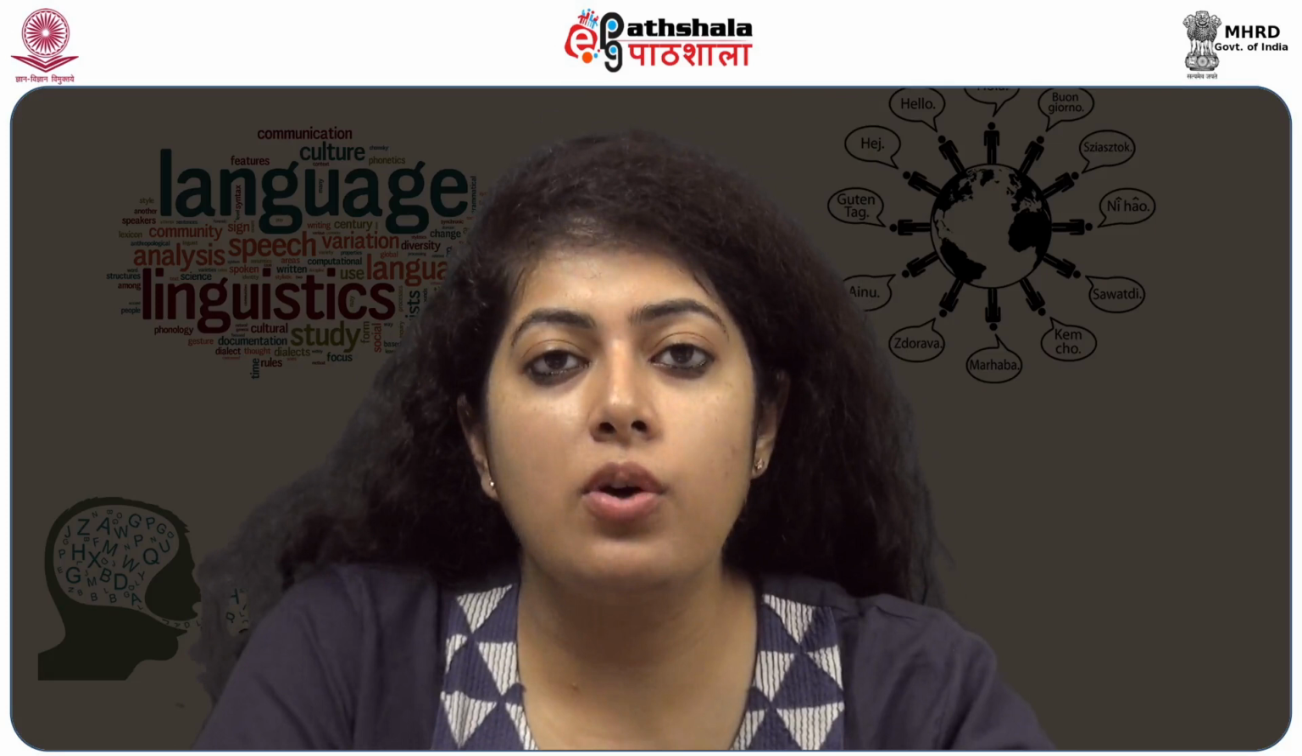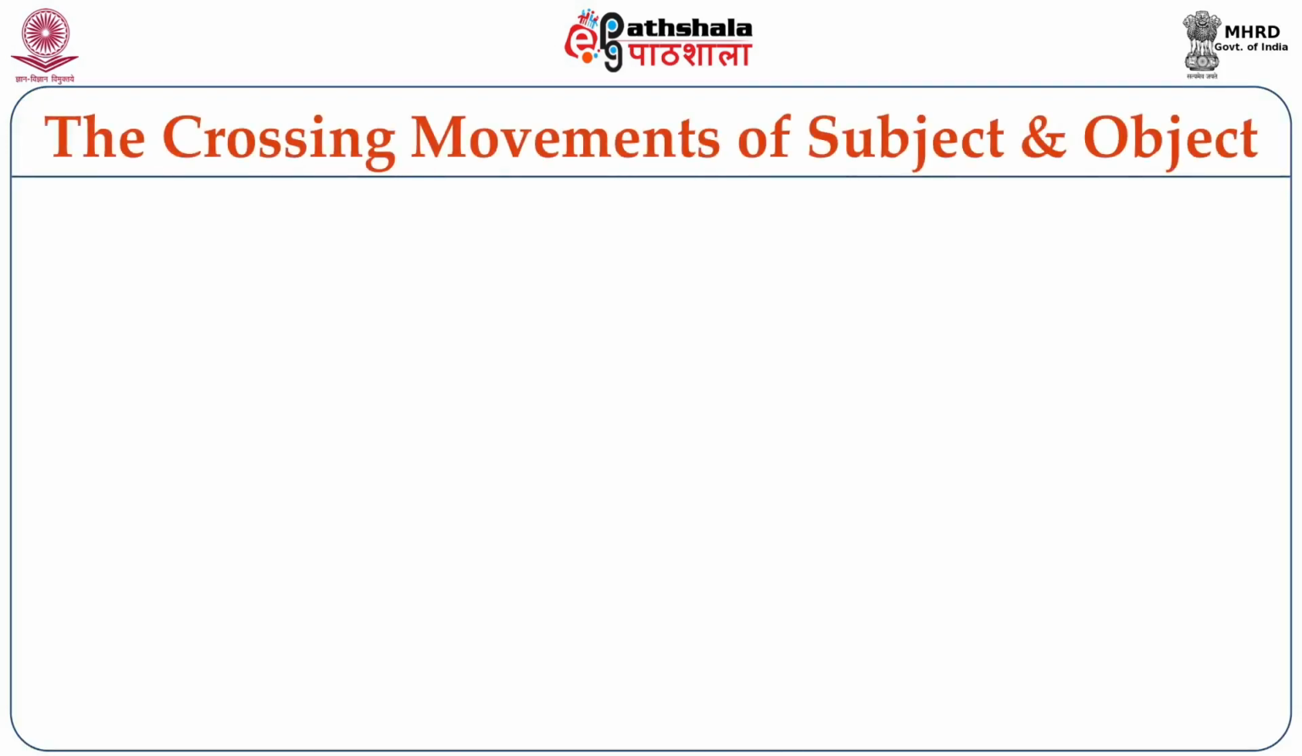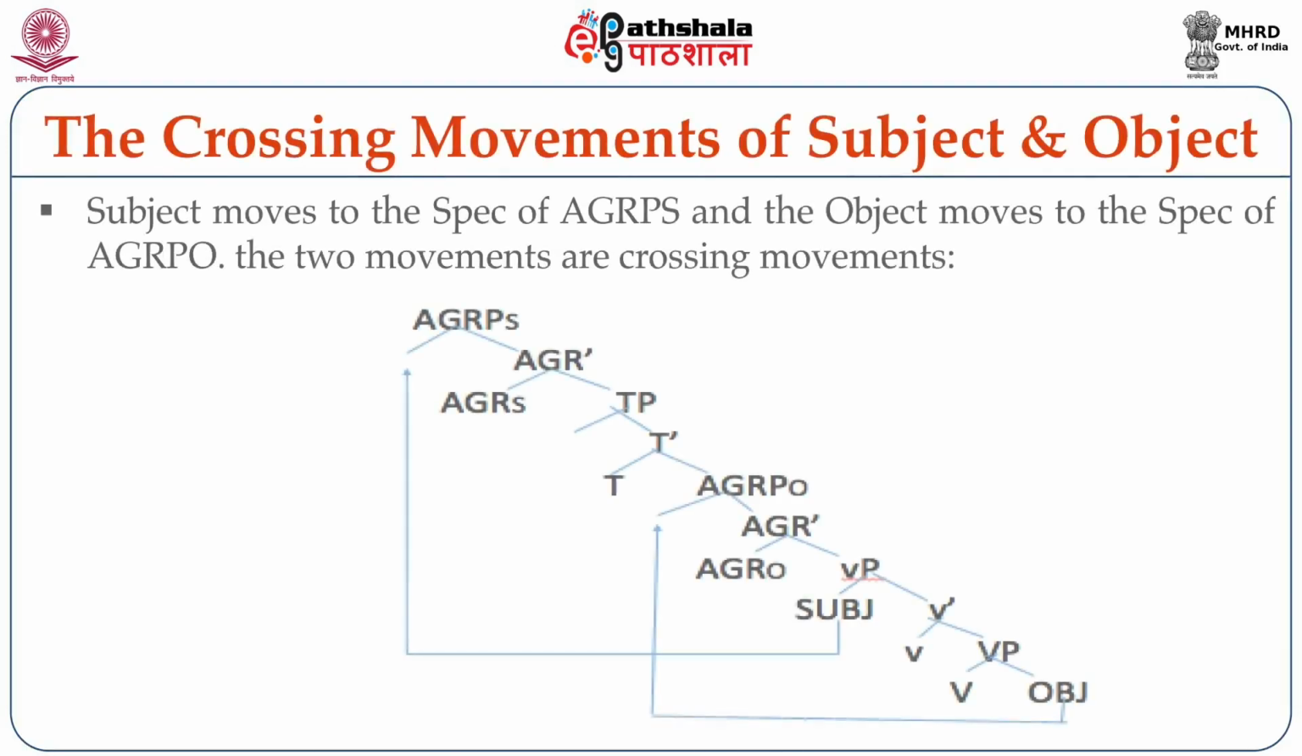Now that we have talked about feature checking, both case feature checking and the phi feature checking, let us see the crossing movement of subject and object. You have the diagram on your screen. In this you see that subject moves to spec of AGRSP and object moves to spec AGROP. The two movements are crossing movements.